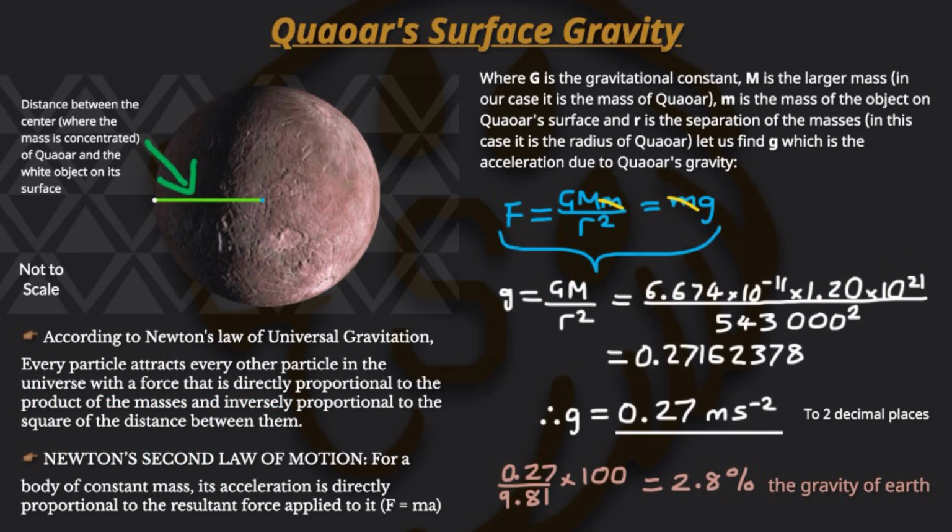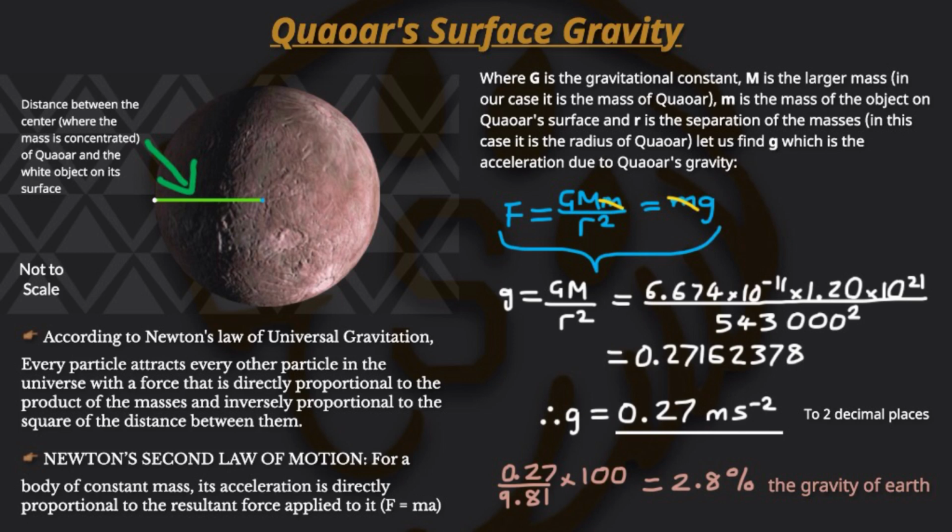Okay, now we look at Quaoar's surface gravity, and that's a very popular quantity, gravity. So let's get into it. So we're going to look at 2 laws that were gifted by a very talented scientist called Isaac Newton. So Isaac Newton gave us the law of universal gravitation, and he also gave us the second law of motion, where for a body of constant mass, its acceleration is directly proportional to the resultant force applied on that mass. So that's why we have that mg, because we are using g instead of a, because we're looking at acceleration due to gravity. It's specific.